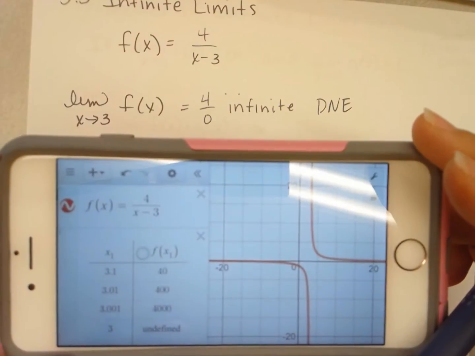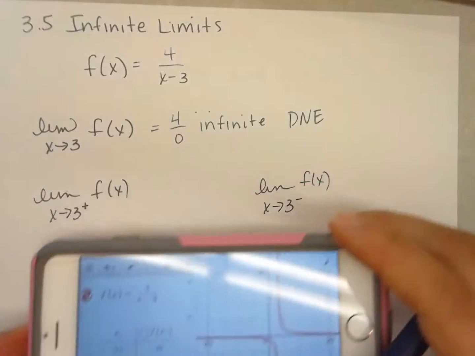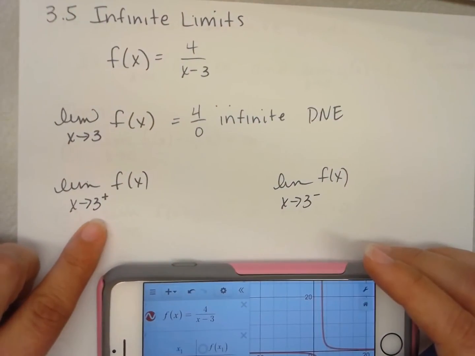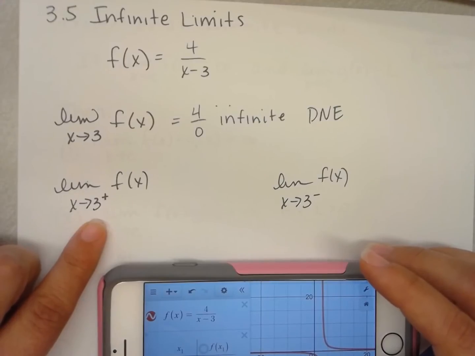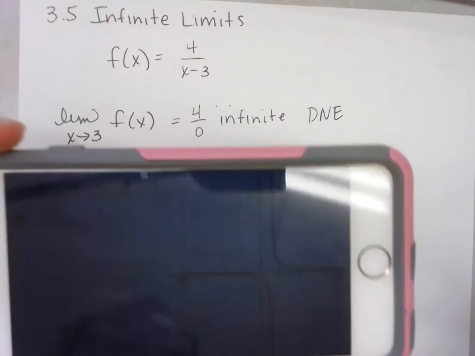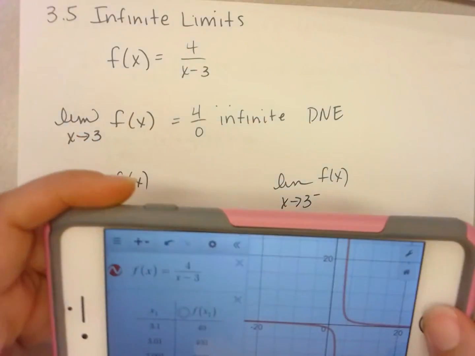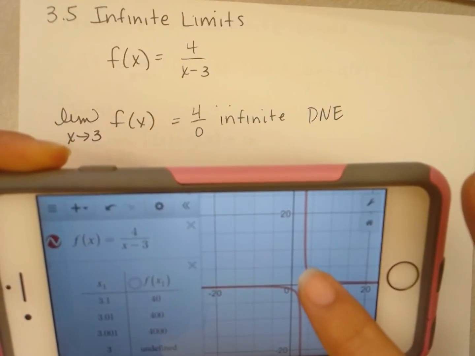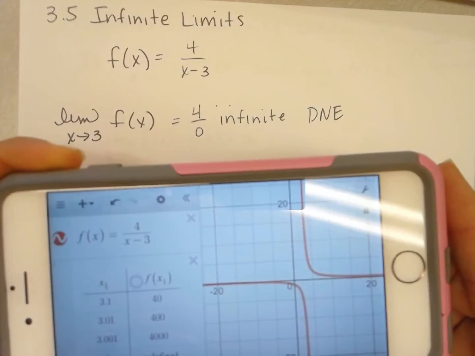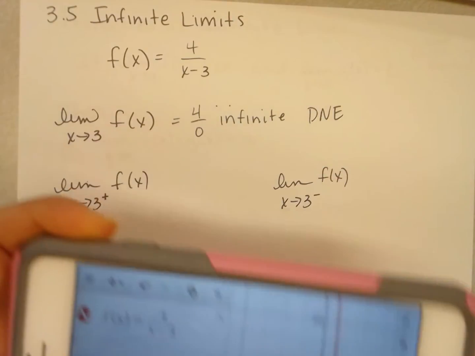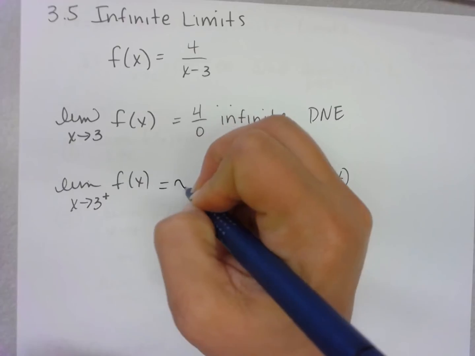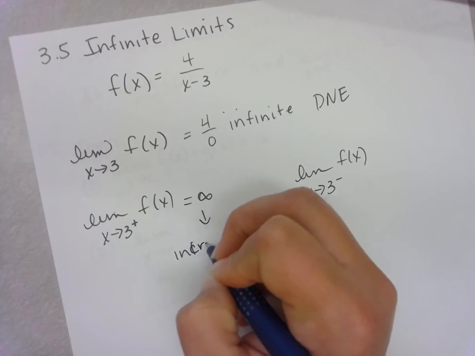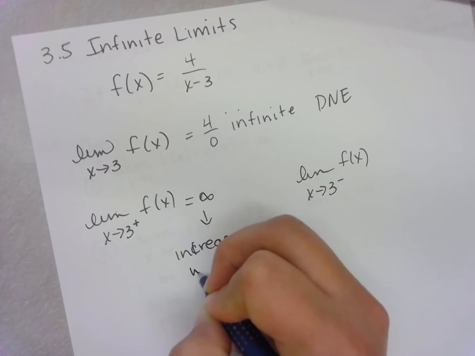And so I want to write this behavior. The first one I have here has the 3 with the plus, so that means from the right of 3, from bigger numbers than 3. So if I come over here and look at my graph, as I approach 3, it's going straight up. That means my y value is increasing without bounds, and so we say that this is infinity, and this means in English increases without bounds.